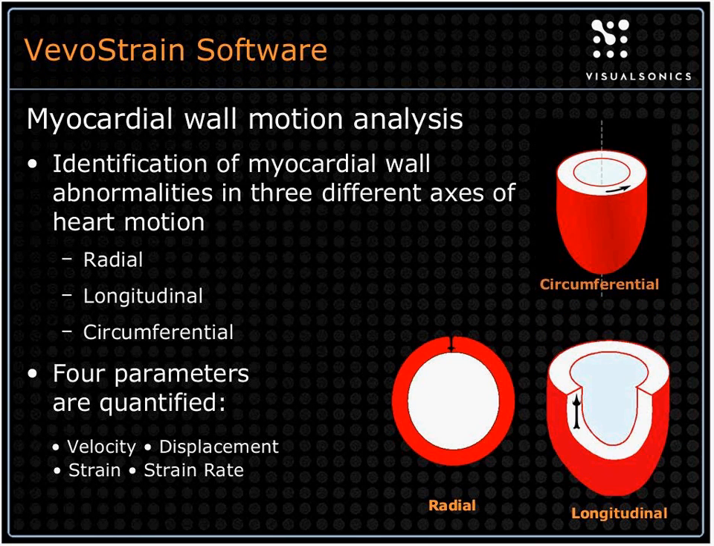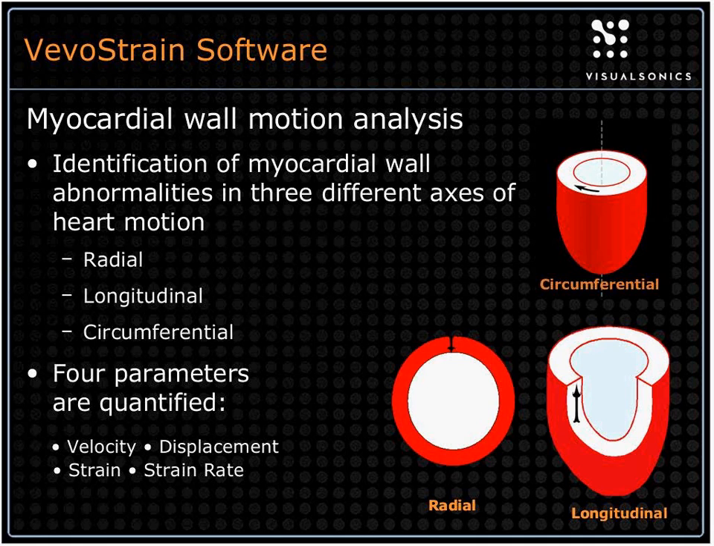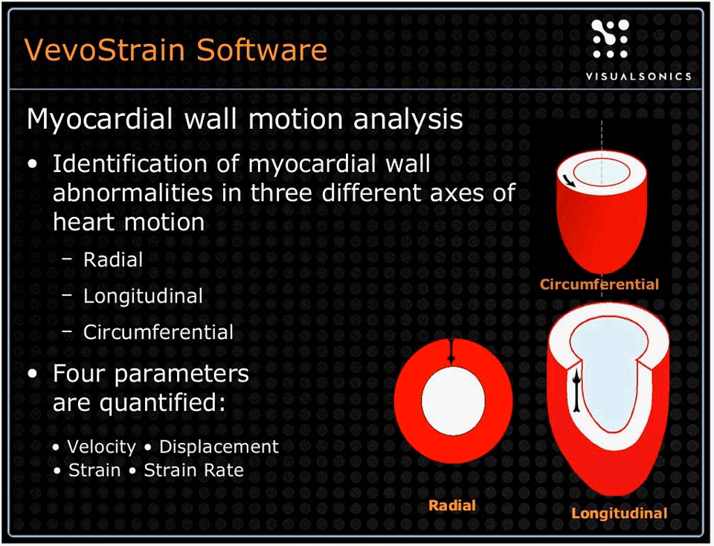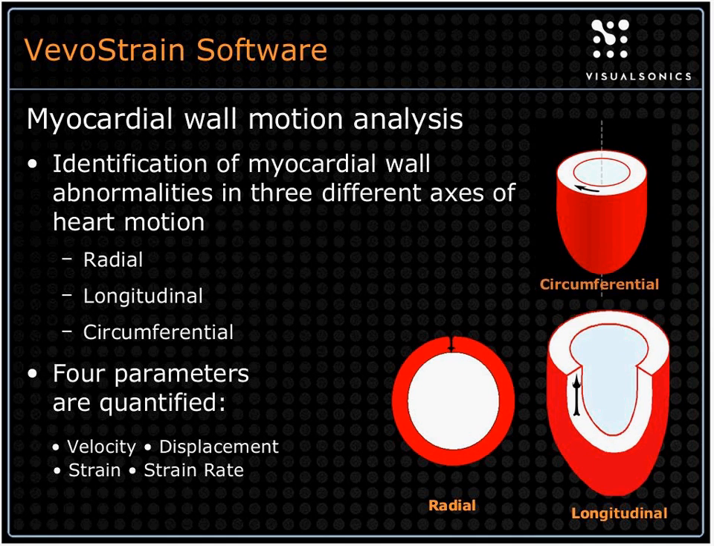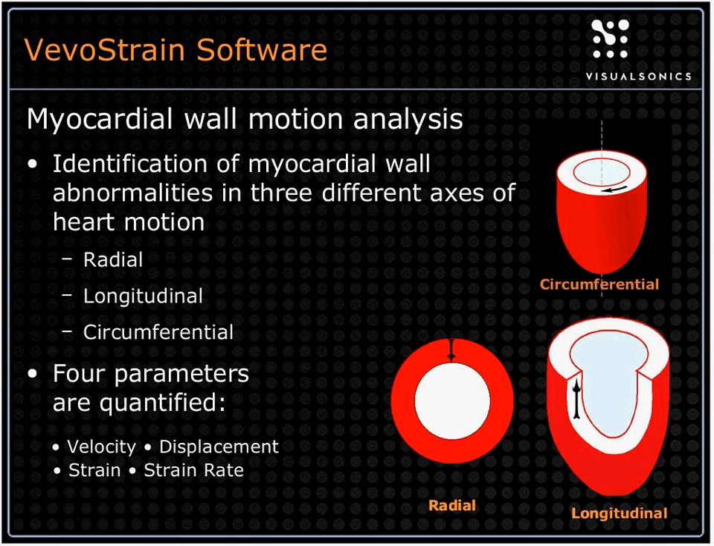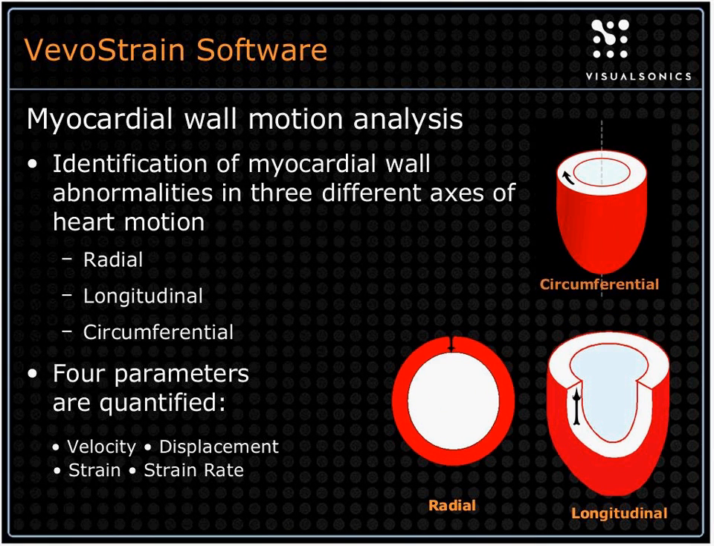Most of you already know the heart contracts in more than one motion. It contracts in the circumferential, radial, and longitudinal axes. With this software, it looks at myocardial abnormalities in all three different axes, and four parameters can be quantified, such as velocity, displacement, strain, and strain rate.